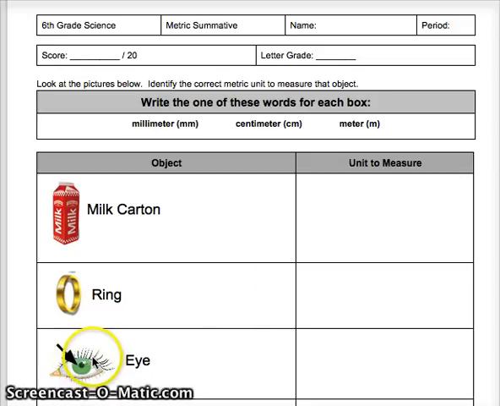The next picture is of an eye. So if you were going to measure the actual eye, the pupil or the inside of someone's eye, what unit would you use to do that? Millimeter, centimeter, or meter? So where the arrow is pointing, what would you use to measure that? Millimeter, centimeter, or meter? Write your answer here. Press pause to do that. Press play when you're done.